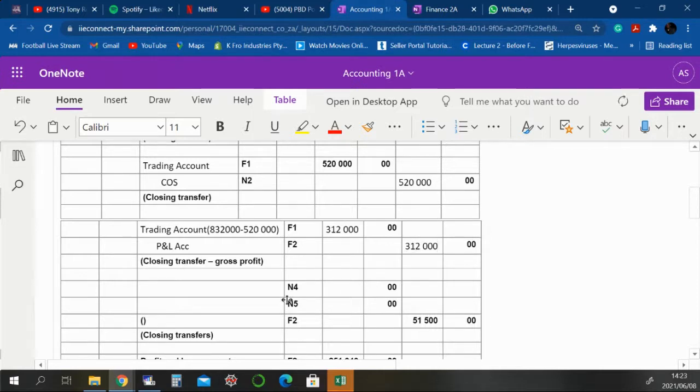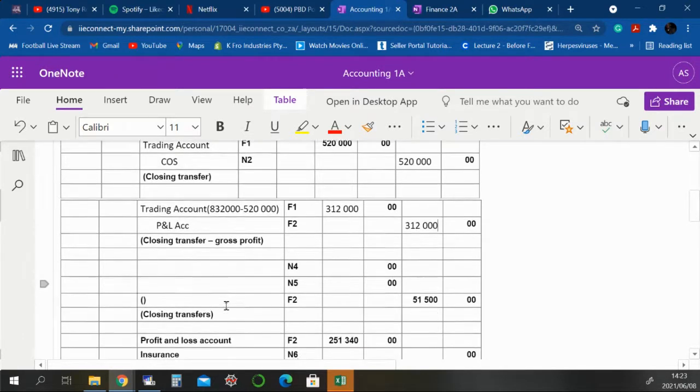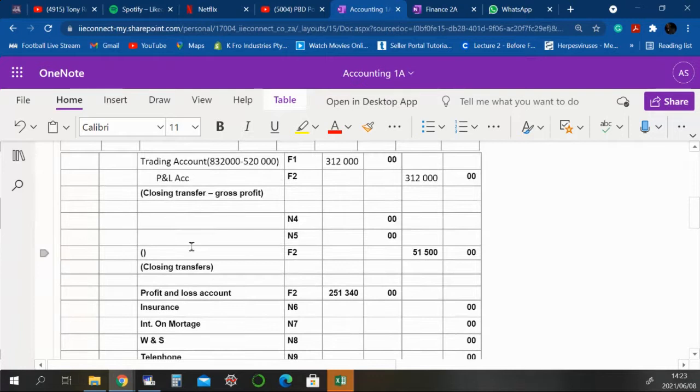So can you see now, we've closed off the trading account to the profit and loss. We're done. Now we're going to the profit and loss account. The next step in your process is nominal account section to the profit and loss. So now, what incomes do we have? Rent income, interest on fixed deposit. So we could start with either one of those. So let me start with rent income.